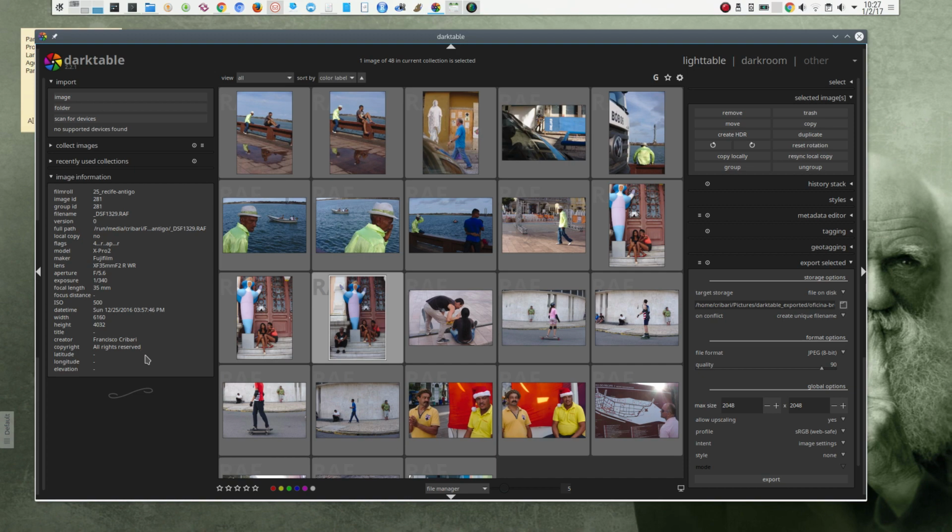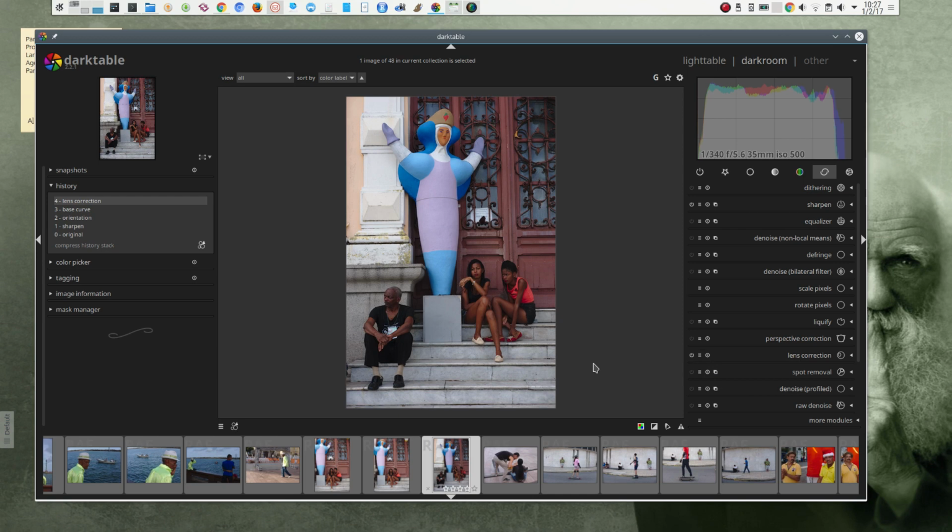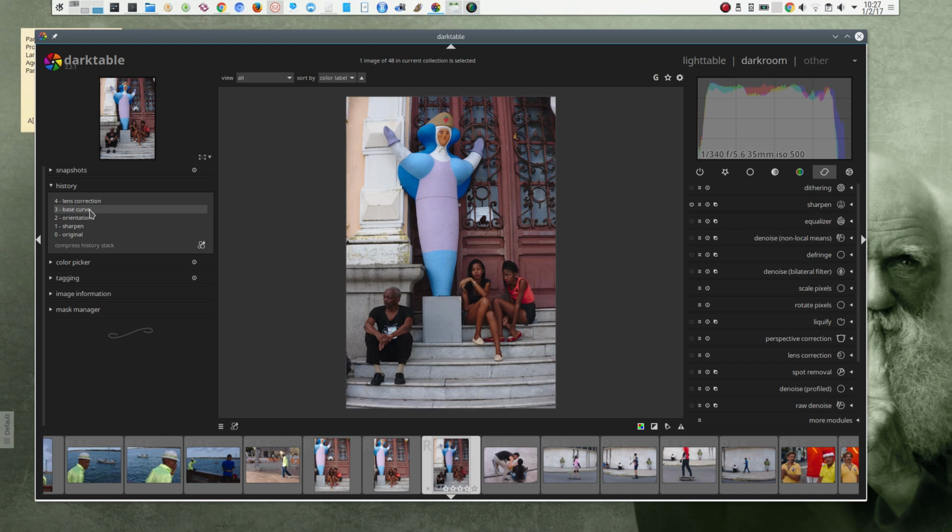So let me show you a file. Let me open this file here. Take a look at the distortion here. It's huge. Now let me do some lens correction here. Take a look at what happens when I do some lens correction. So this is the image with the corrected distortion, and here is the standard raw file.